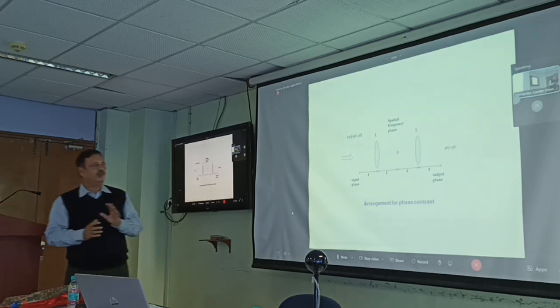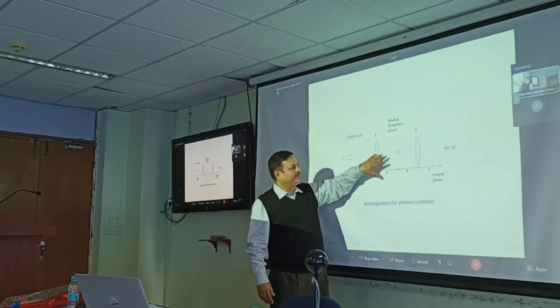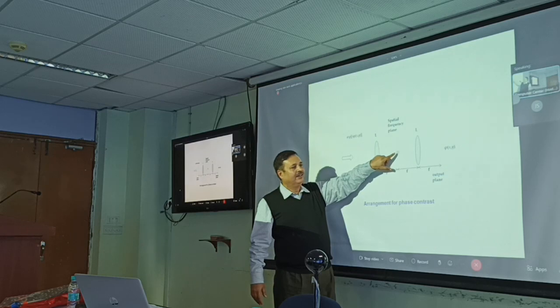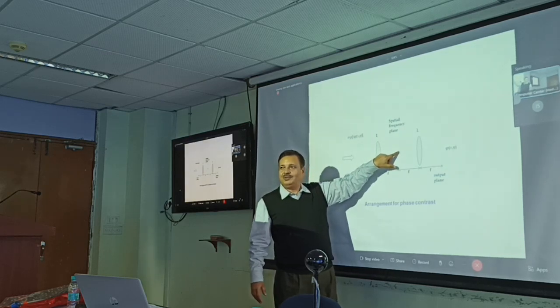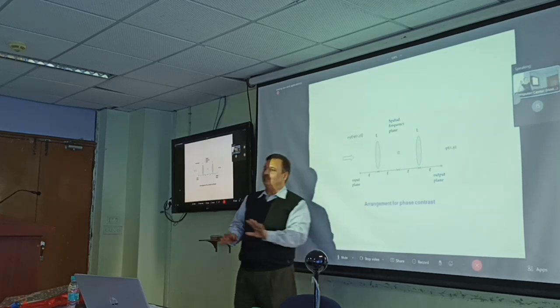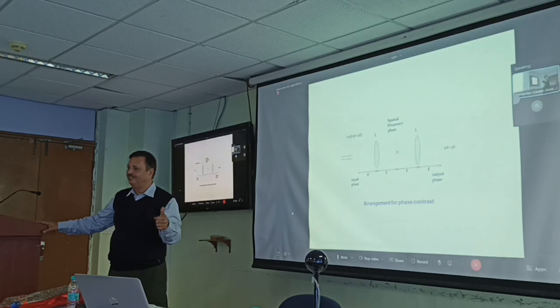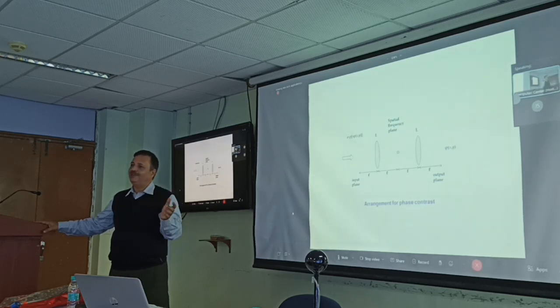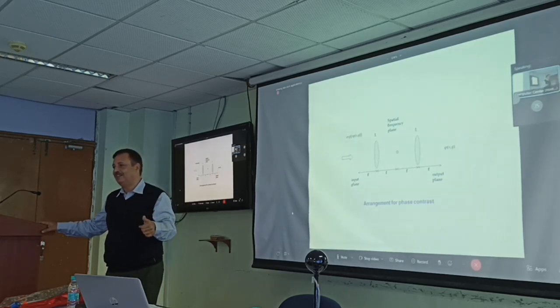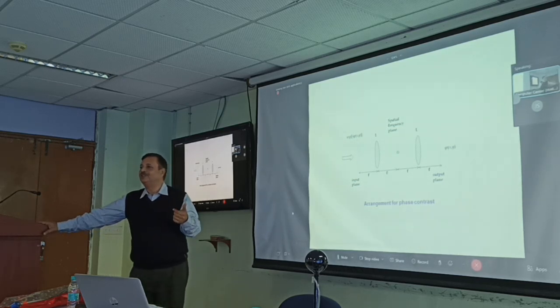Alright, now what will happen? Take one more Fourier transform. The central order wavefront is pi by 2 phase advanced, and all other orders remain in the same wavefront. They will interfere, and then they convert the phase image into an intensity image. This is what is called phase contrast, and this is what was done by Zernike.